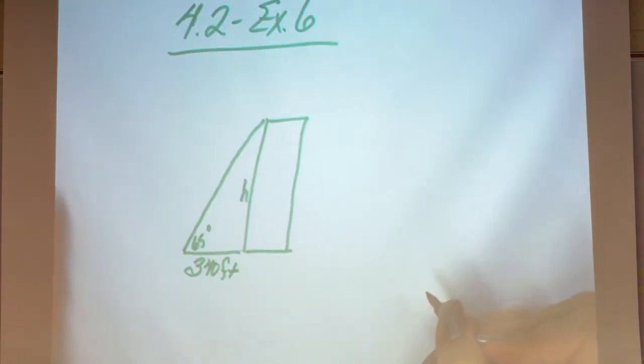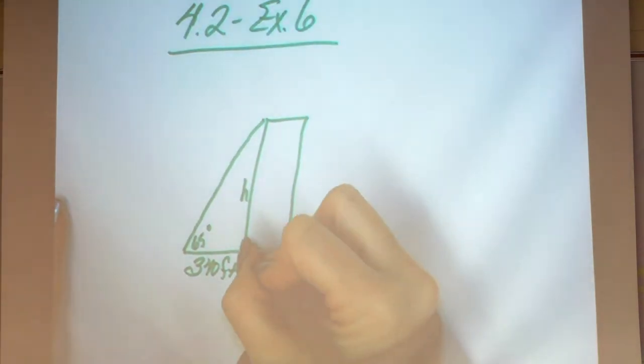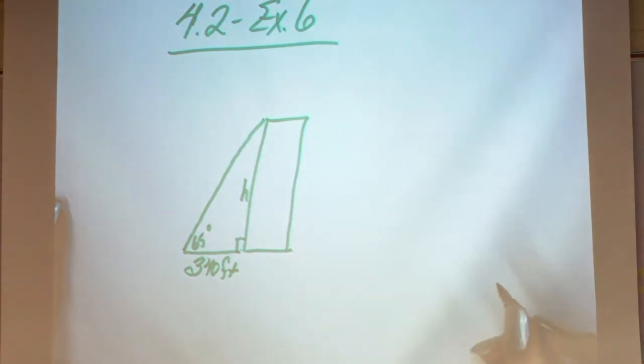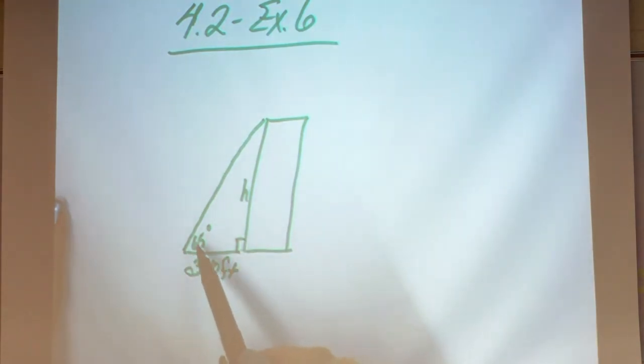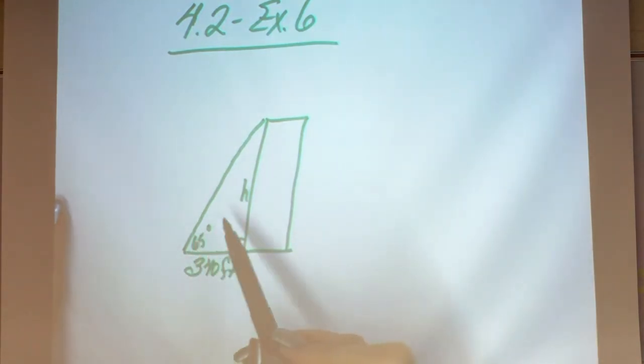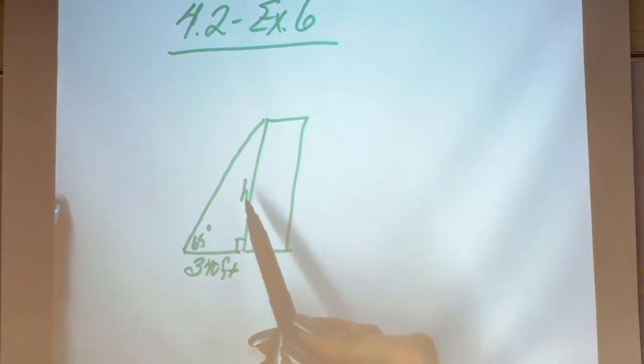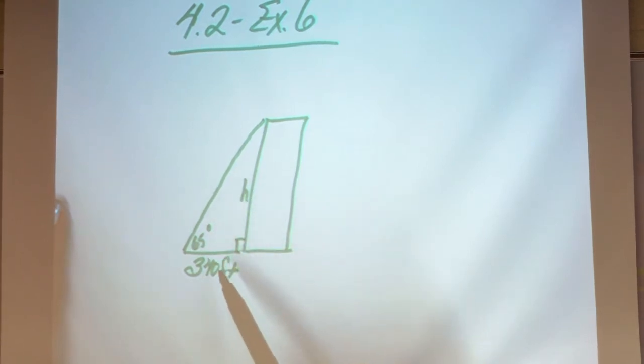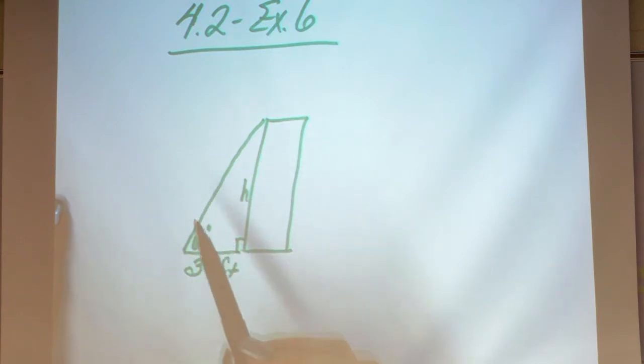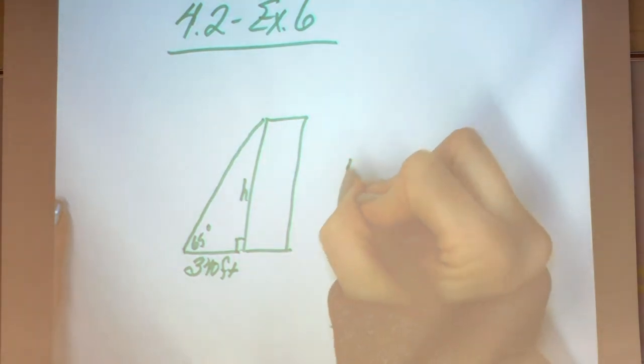So then we just have to determine which trig function we should use to find this. If I go from my 65-degree angle, my side opposite is the height, that's what I'm trying to find. My side adjacent is the 340. We do not need the hypotenuse. So if we need opposite and adjacent, we would be using the tangent function.